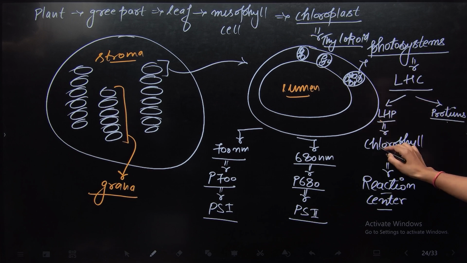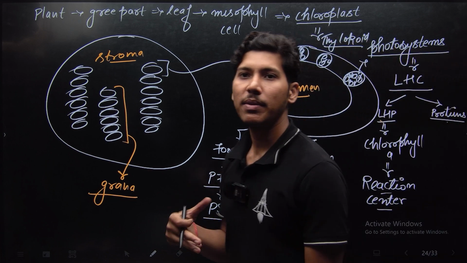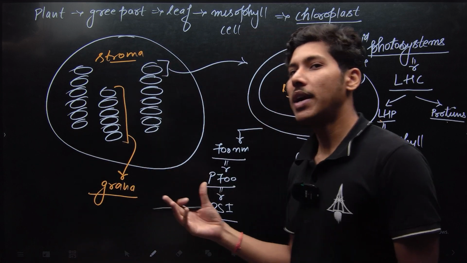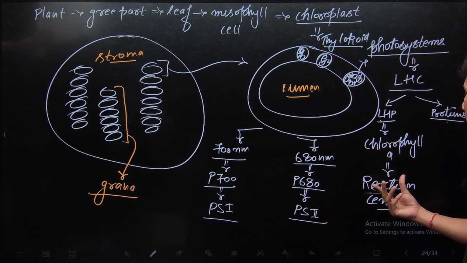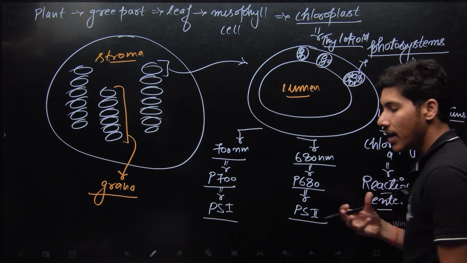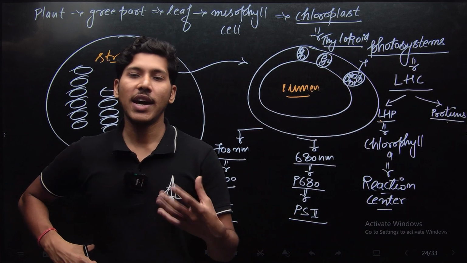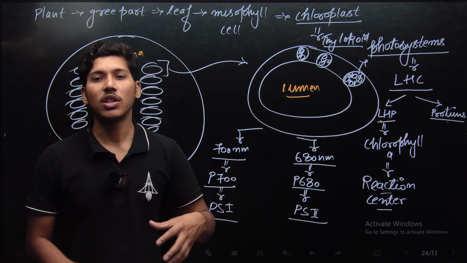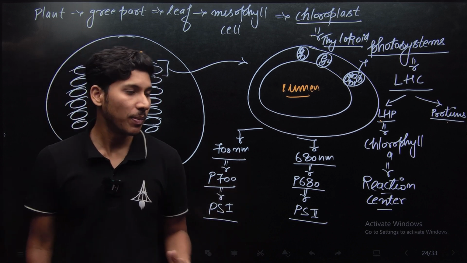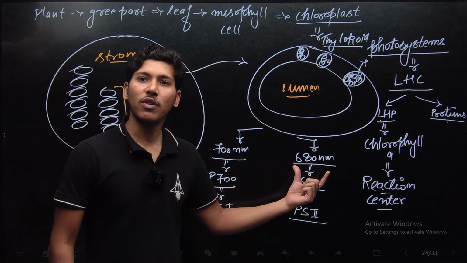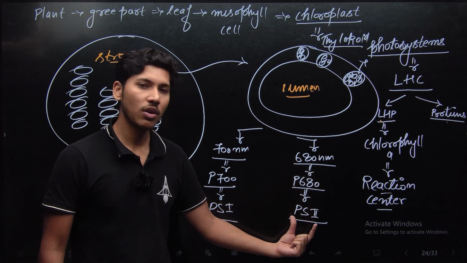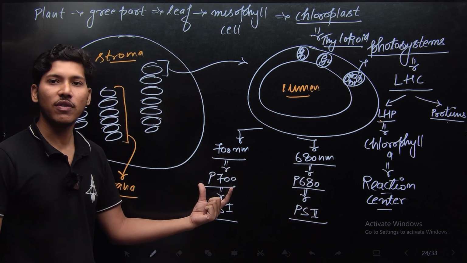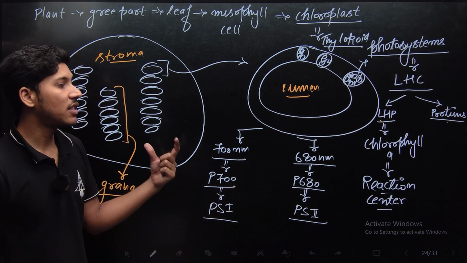These pigment molecules can be of many types: chlorophyll A, B, C, D, xanthophyll, carotene, all those things. But the main pigment is chlorophyll A, which is a reaction center. Now, these photosystems can be divided into two parts based on the wavelength of light which they absorb. If they are absorbing 680 nanometer of light, then they are P680, also known as PS2. If they absorb 700 nanometer of light, then they are known as PS1.